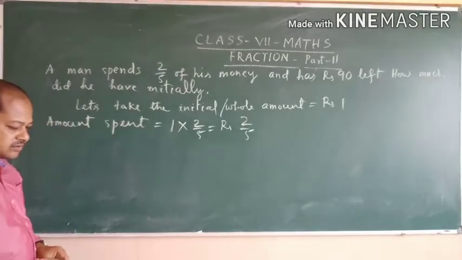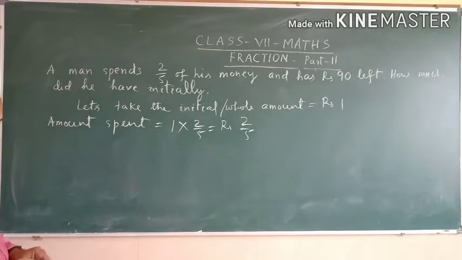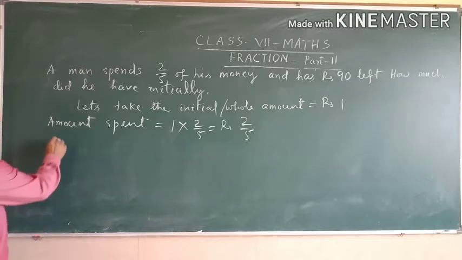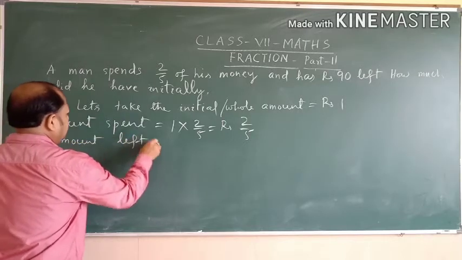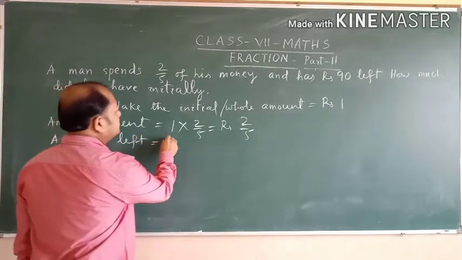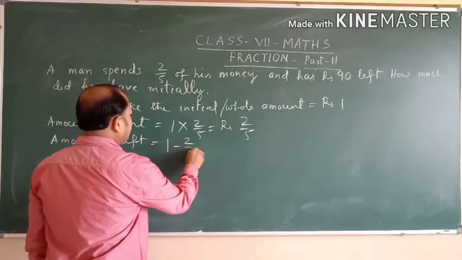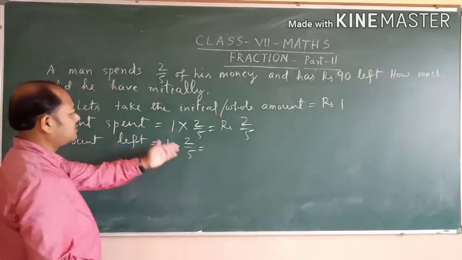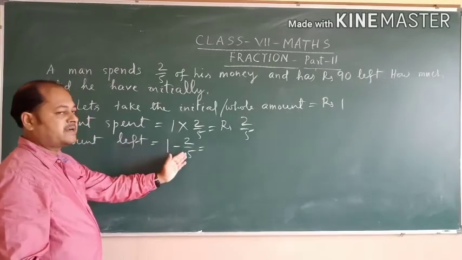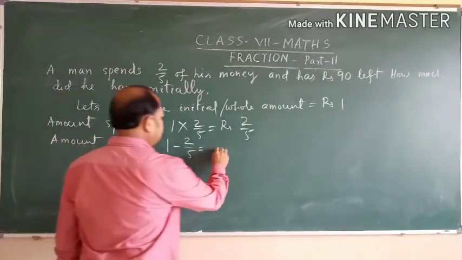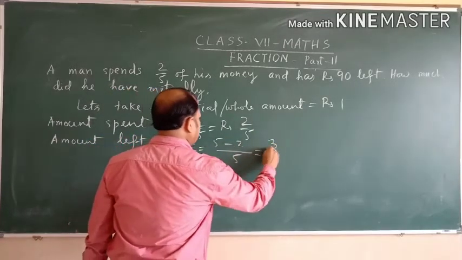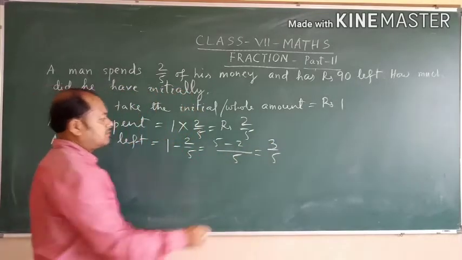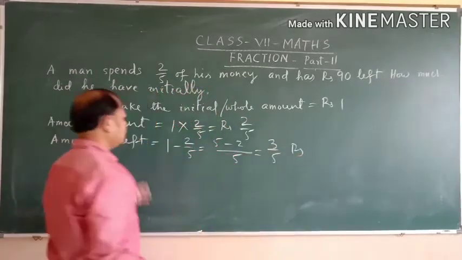Now the question says, how much amount is left? The left amount is 90 rupees. So the amount left equals 1 minus 2 upon 5, because this is the amount spent. Whole amount minus amount spent equals amount left. So here you got the fraction 5 minus 2, that is 3 upon 5. We got 3 upon 5 rupees as the amount left.